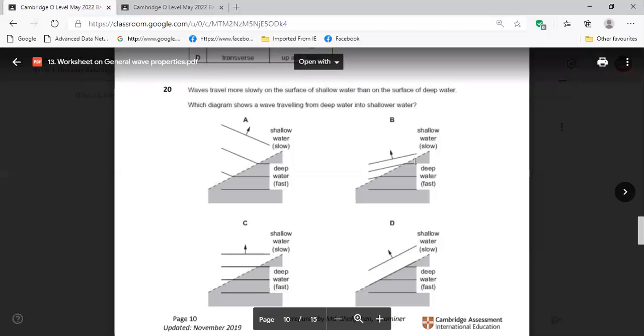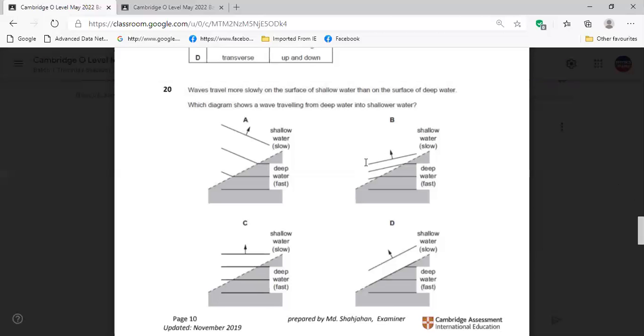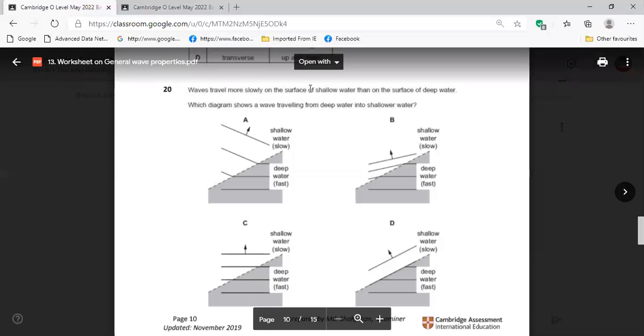The gap between two wavefronts is the wavelength, right? Yes, sir. So we understand from here that the wavelength decreases, isn't it? Yes, sir. This way you explain. So you understood, both of you? Yes, sir.